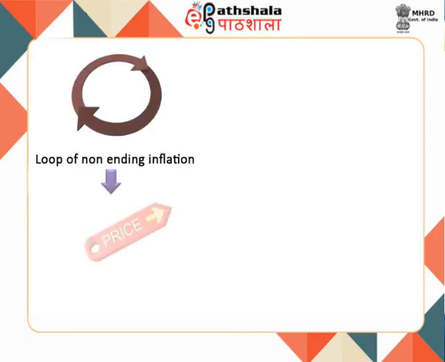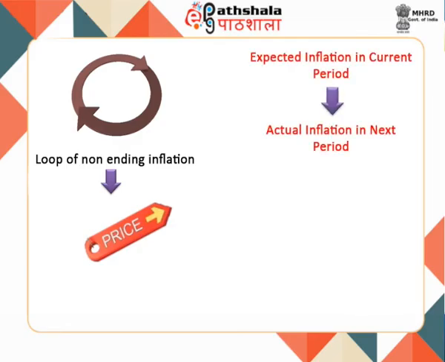It is through wage price spiral that expected inflation turns into actual inflation and inflation works out as a self-fulfilling prophecy. Due to wage price spiral, there is never-ending increase in price level without any effect on output.